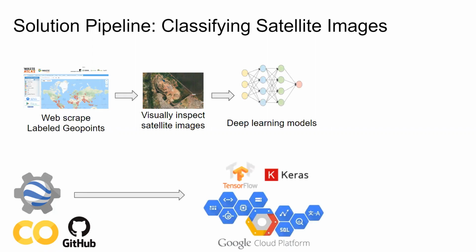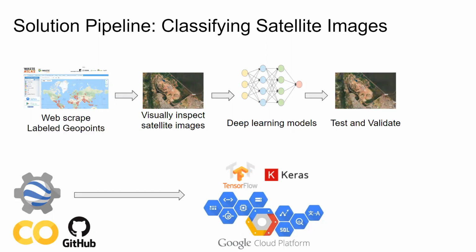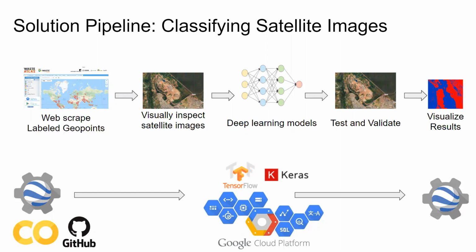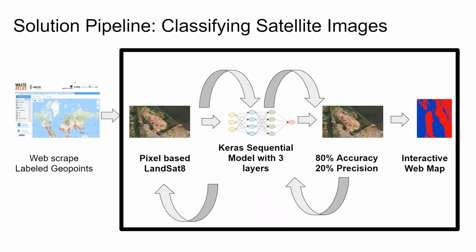Once these data were labeled, they were ready to be fed to a deep learning model that I built using Keras and TensorFlow, and I implemented it on Google Cloud Platform. Once I tested and validated the models, I then was able to visualize the results of these predictions using Google Earth Engine as I showed. This was an iterative process, and I'll show two of the models that I tried.